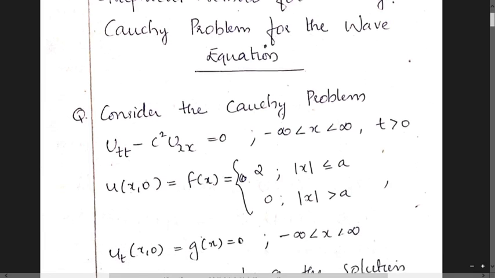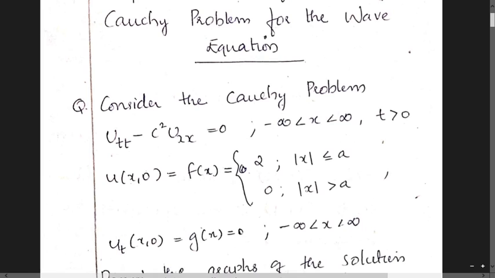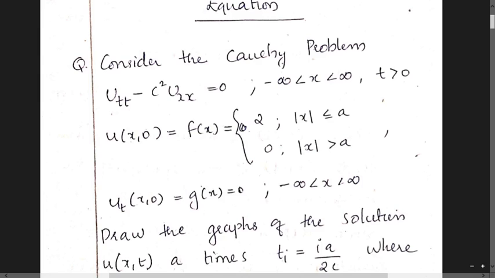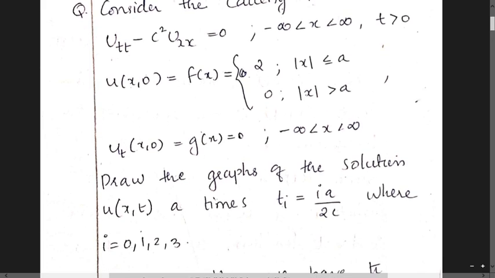The problem is: consider the Cauchy problem u_tt minus c squared u_xx equal to 0, where minus infinity less than x less than infinity, t greater than 0. u(x,0) = f(x), which is equal to 2 when |x| is less than or equal to a, and 0 when |x| is greater than a. u_t(x,0) = g(x) = 0, for minus infinity less than x less than infinity. Draw the graphs of the solution u(x,t) at times t_i = ia/2c, where i = 0, 1, 2, 3.